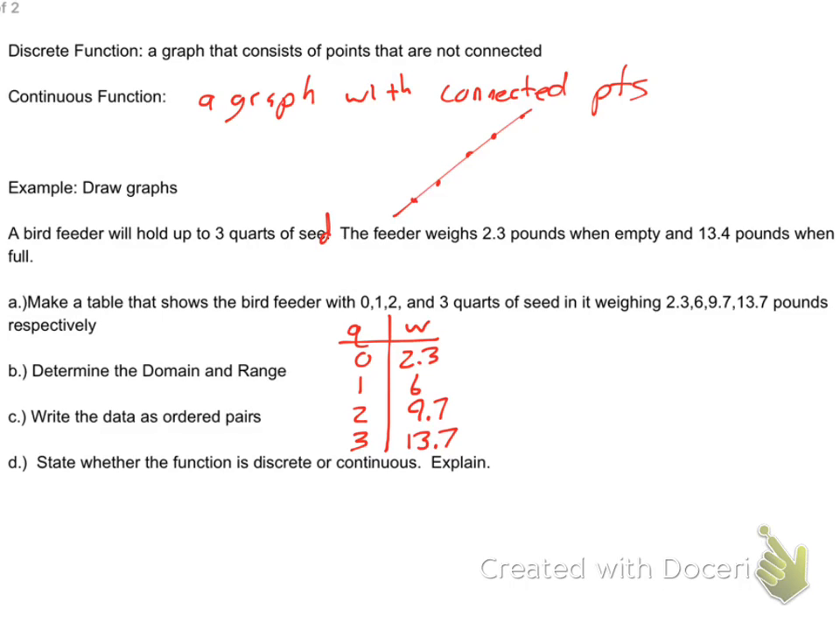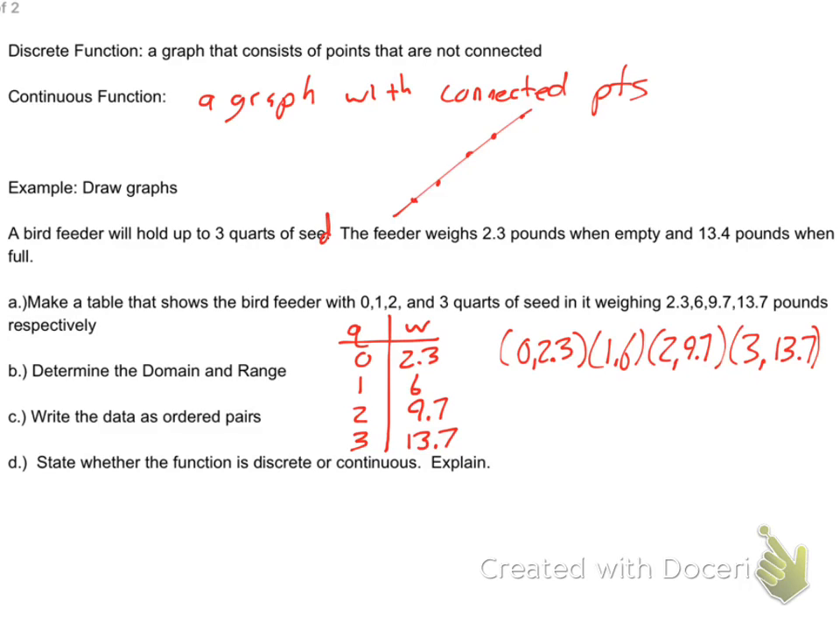Okay, so I came up with a T-chart that dealt with Q and W. Q stands for the number of quarts and W for the weight in pounds. So 0 quarts, 2.3 pounds, 1, 6, 2, 9.7, and 3, 13.7. Is everybody okay with that? Yep. Write the data as ordered pairs. I'll give you guys a couple seconds on that one. Remember, we're just writing them. We did this yesterday, so it should actually be no big deal. So I took the liberty of doing that.